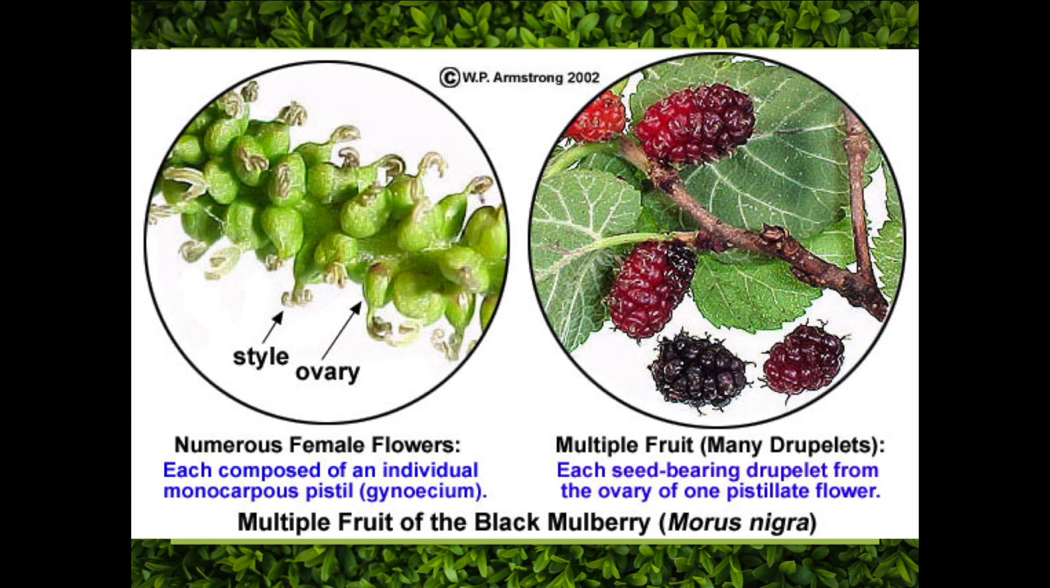And in the case of the black mulberry, it's a little bit different from a strawberry or a raspberry, even though they look similar, because the thing that makes up the fruit is actually the product of several flowers. Not unfused pistils within a single flower, but several flowers all together that make up the fruit.